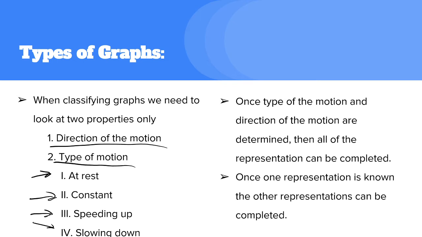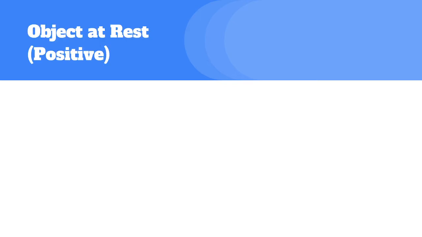So you're going to look at: are you going in the positive direction or the negative direction? And then, are you at rest? Are you going with a constant speed, a constant pace? Are you speeding up or slowing down? Once the type of the motion and the direction of the motion are determined, then all of the representations can be completed. Once you know those two, you can draw all of the graphs and the motion maps and everything. And once one representation is known, the other representations can be found. Like we said, you can describe it verbally, graphically, by using equations, or with the motion map. So you just need one of them.